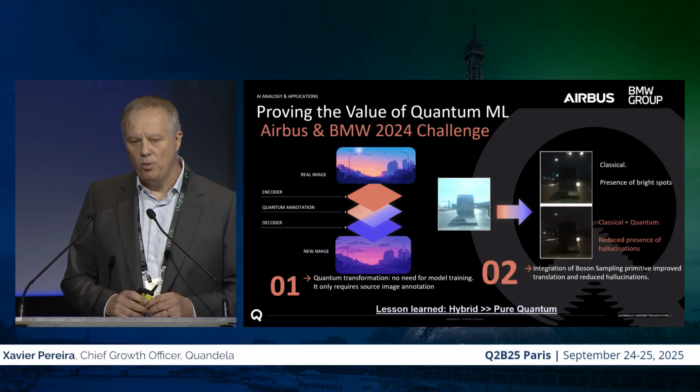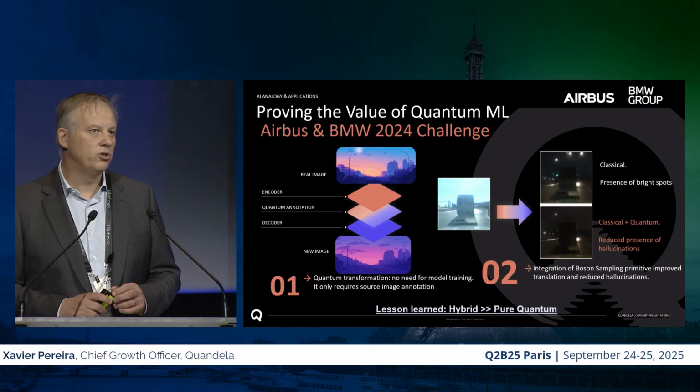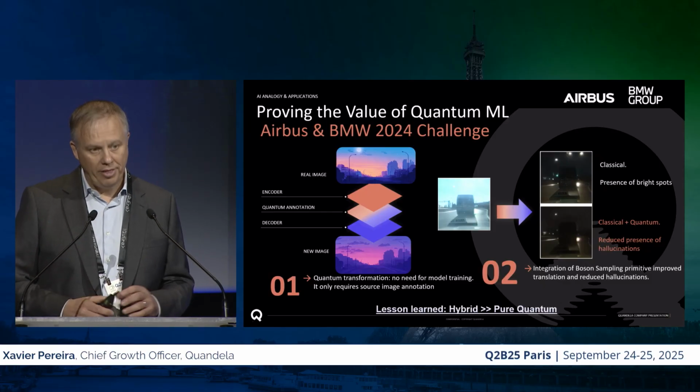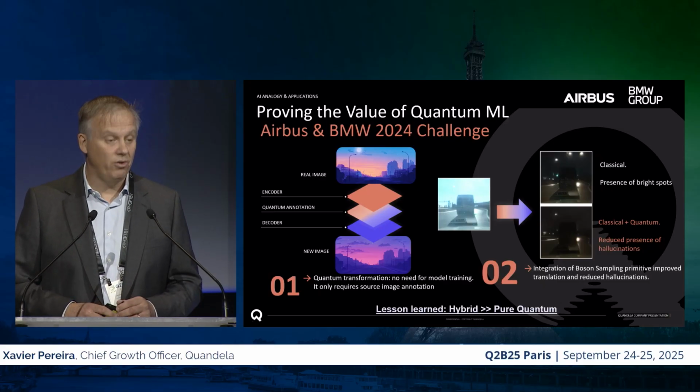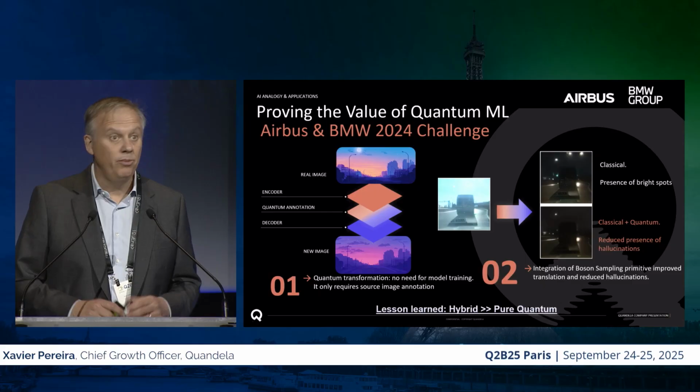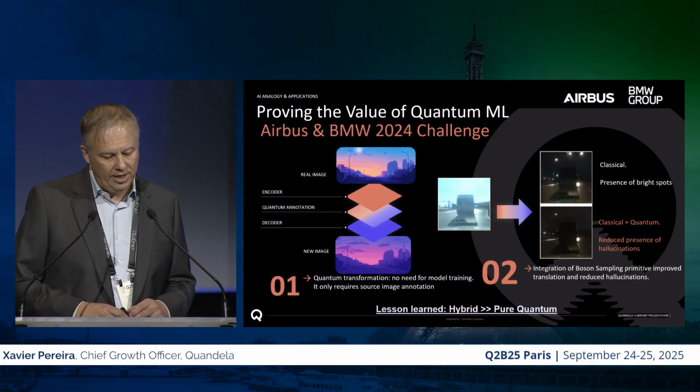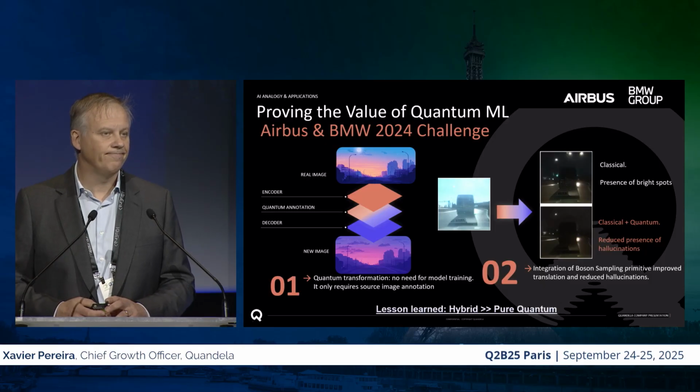We explored two approaches. The first one was a fully quantum method called QGAN. And on paper, it looked very promising, very powerful, but in practice, the reality is that it didn't perform anywhere near the state of the art.